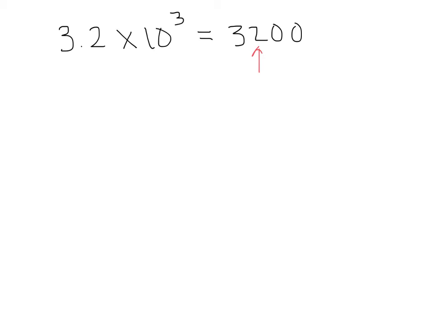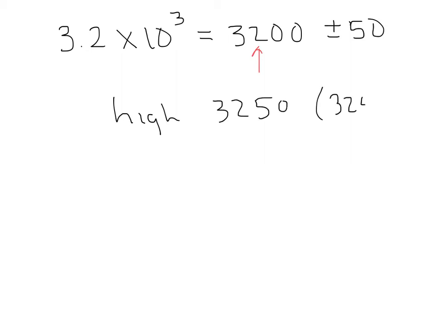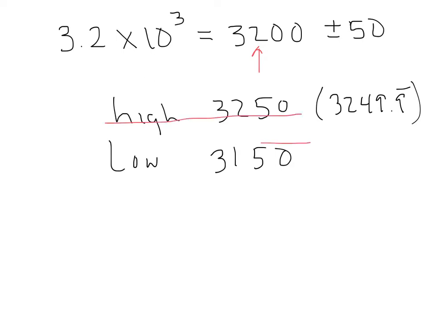So if it's written as 3,200, there's reason to believe that it's not more than plus or minus 50 away instead of 500 as in the previous example. That means the high would be somewhere around 3,250, also known as 3,249.9 repeating. And the low would be 3,150. In other words, somewhere in this range, between those two numbers, is where the actual number was if they had been able to count it or measure it exactly.